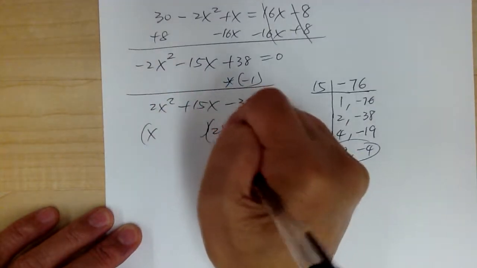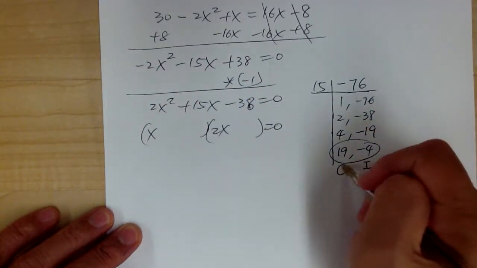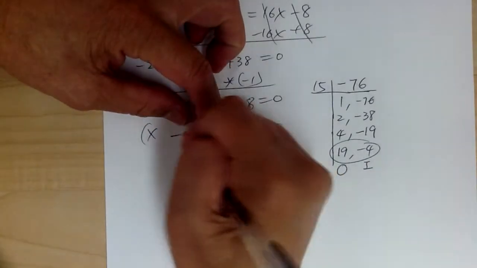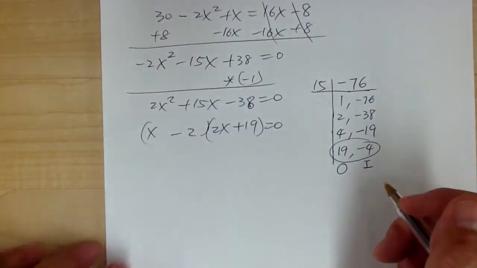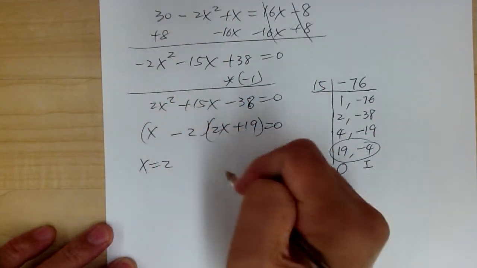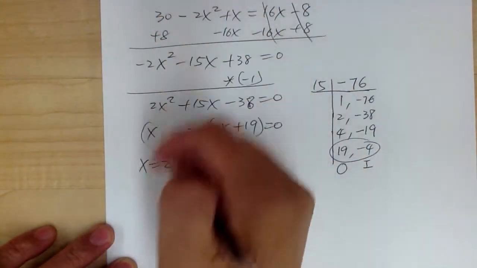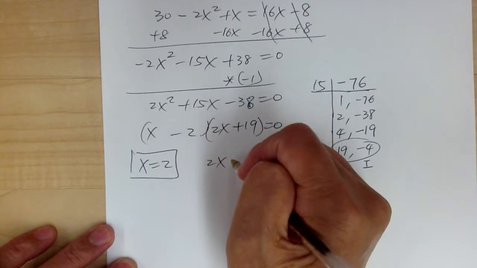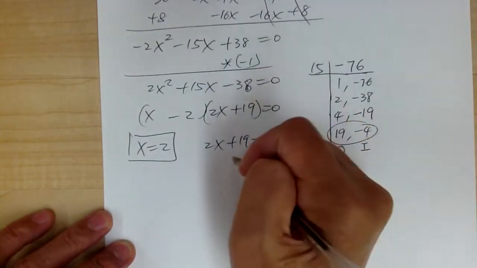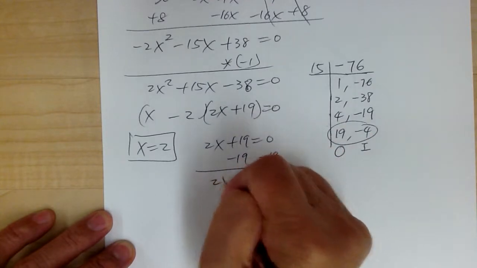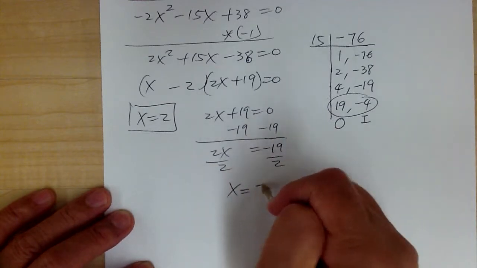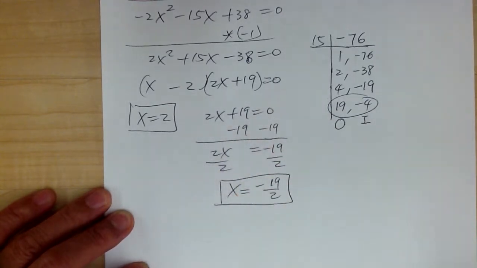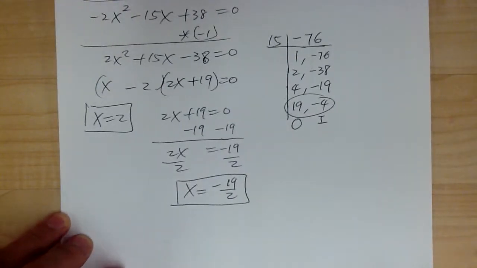So I get x, 2x. This would be the inside, this would be the outside. 2 times negative 2 will give me negative 4, and over here, 1 times 19 will give me 19. From here, I'm going to get x equal to 2, and check. It's good. This one, I'm going to get 2x plus 19 equal to 0, so minus 19 minus 19, so 2x equals negative 19. Divide by 2, so x equals negative 19 over 2. So that's your second answer. Okay, let's go to number 14.